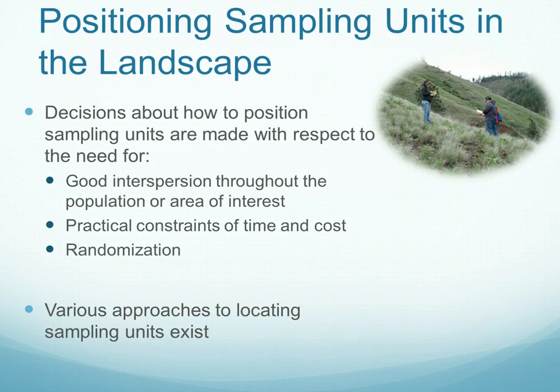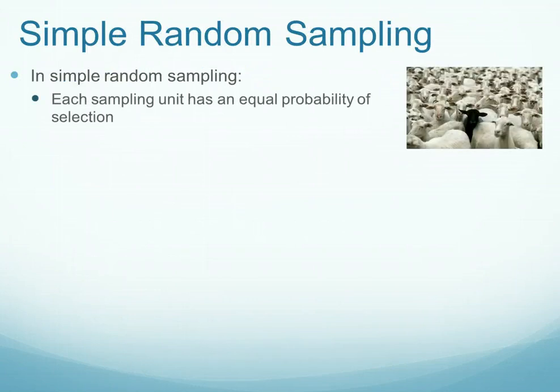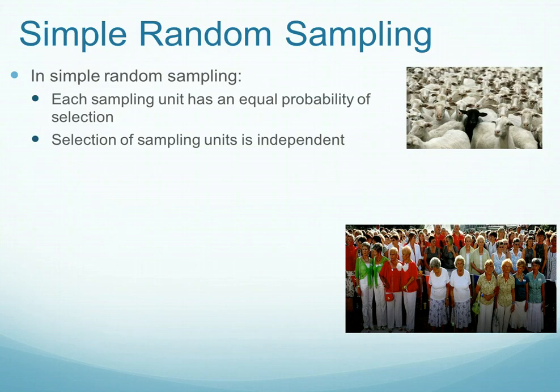There are various approaches to locating sampling units that exist, and we're going to review a few of them now. One of the most commonly used approaches is simple random sampling. With simple random sampling, each sampling unit has an equal probability of selection, and the selection of sampling units is independent. So there is no relationship. If one unit is selected, it does not impact whether another unit is selected.